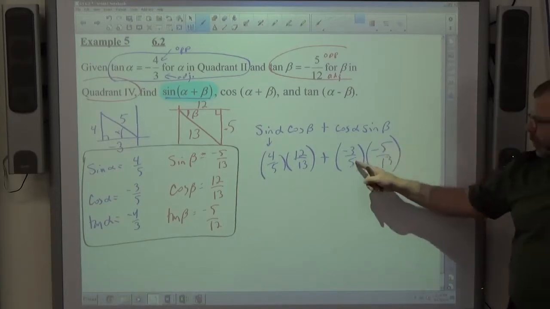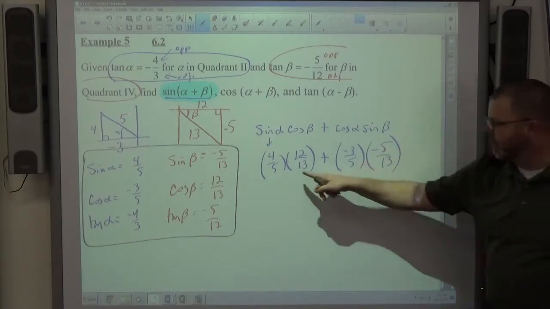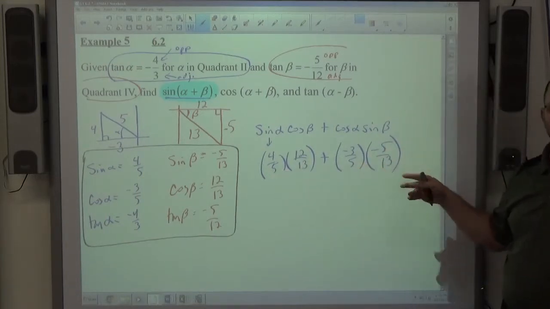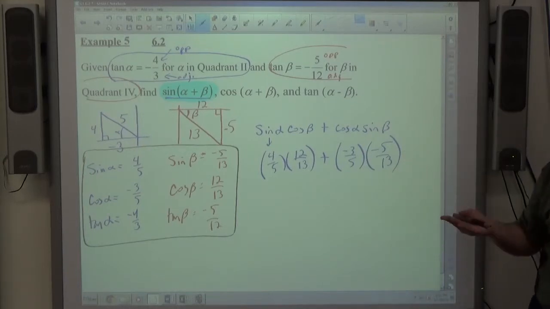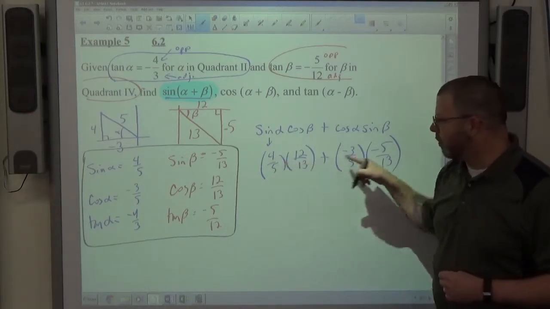Notice the 5's here would reduce, but the denominator is 65. This denominator is also 65. I'm trying to add fractions, so reducing is probably not a good idea. It's legal to do it, but it's going to be counterproductive to our purpose. So I would not reduce in this step.